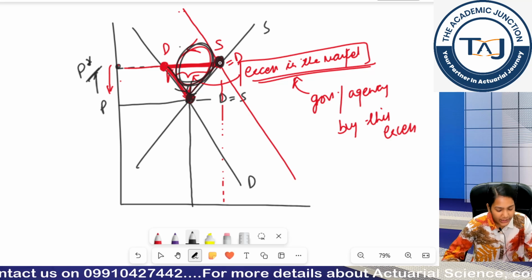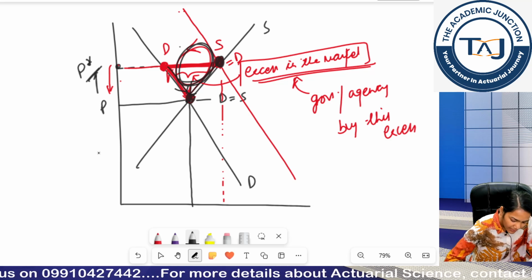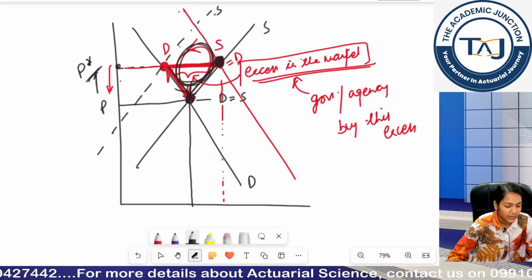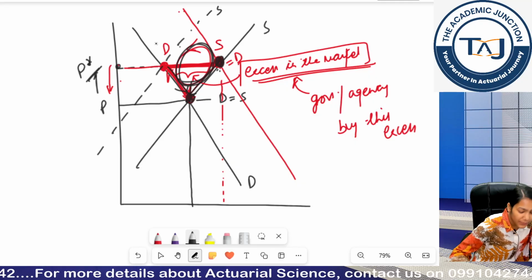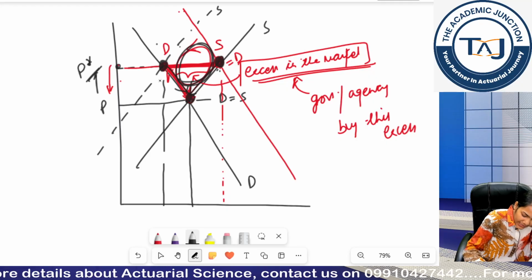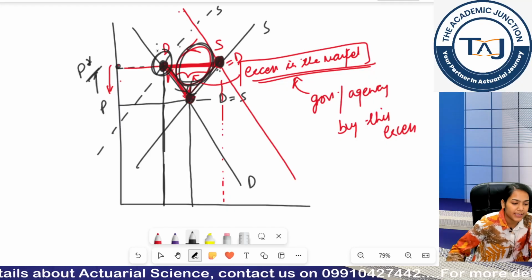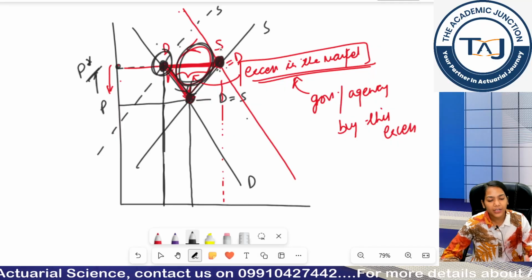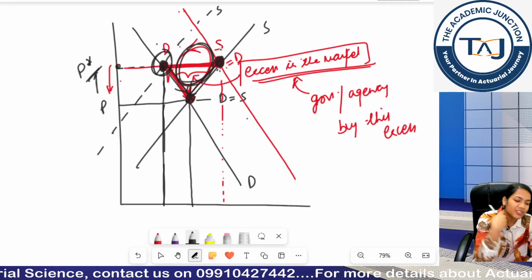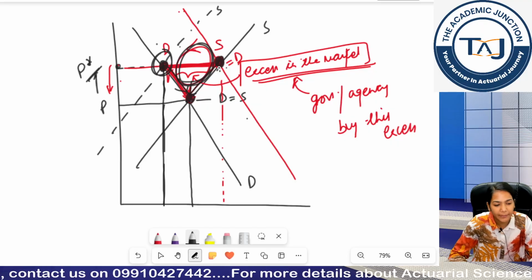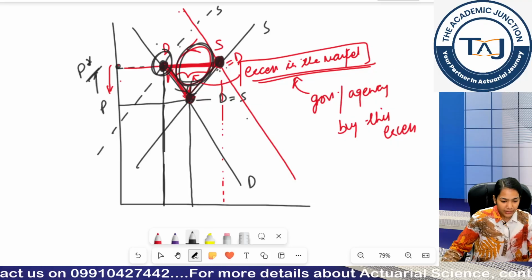Another thing the government can do is tell the suppliers to supply less. So they will shift the supply curve in the upward direction, but in this case also my price will be set at a higher price. So in both cases, whether the government matches the supply or matches the demand, my new equilibrium price would be higher than my original price. Clear, guys?